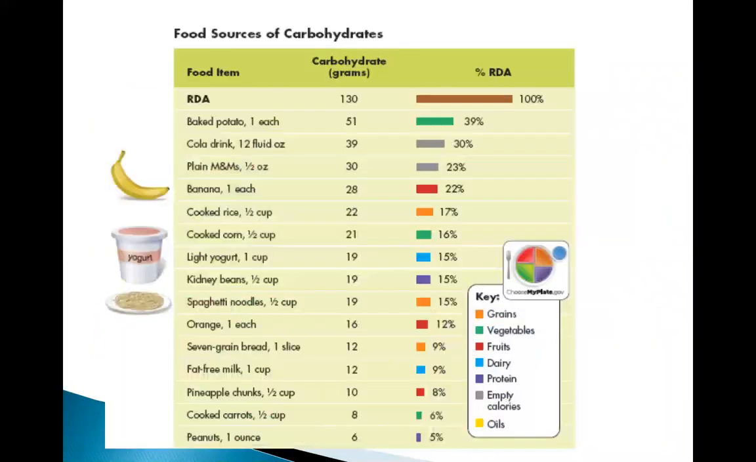These are just some sources of carbohydrates. You can see we've got baked potato, Coca-Cola, M&Ms, rice, corn, beans, orange, milk. So like I started off with in the beginning, not all carbs taste sweet. In fact, many carbs are not sweet at all. So carbs are not just sugars and candies and sodas. They're also the starches, the rices, the grains, etc.